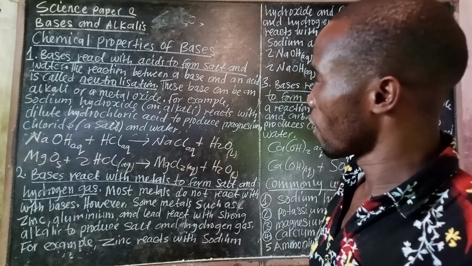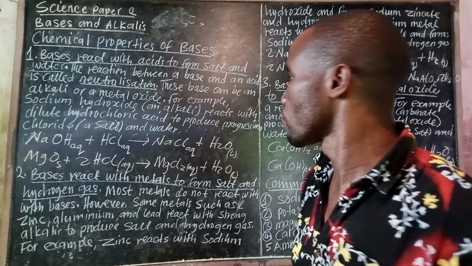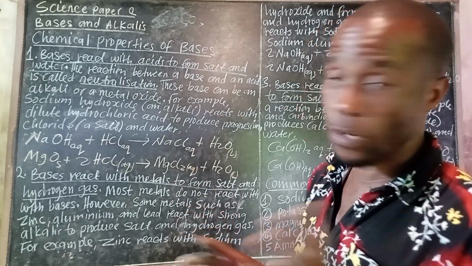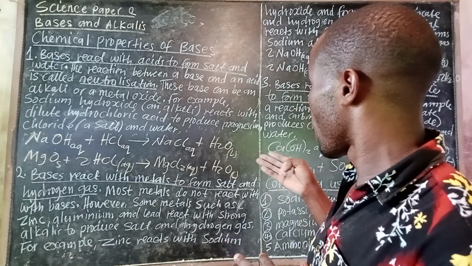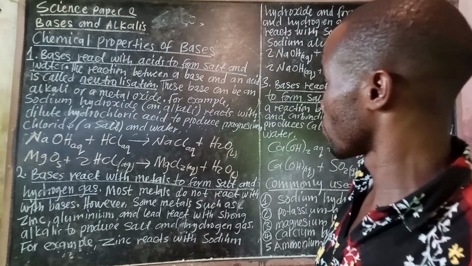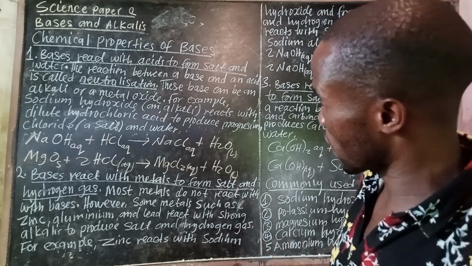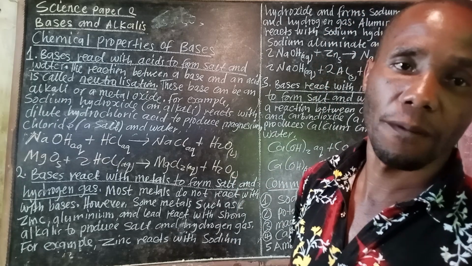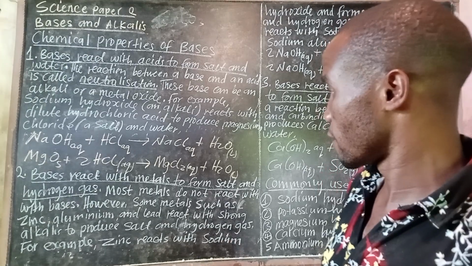Then two, bases react with metals to form salt and hydrogen gas. The other one is when they react with the metals, they form salt and hydrogen gas. A gas is the one which is being produced this time around, not water. Now, most metals do not react with the bases. Most metals do not react with bases.